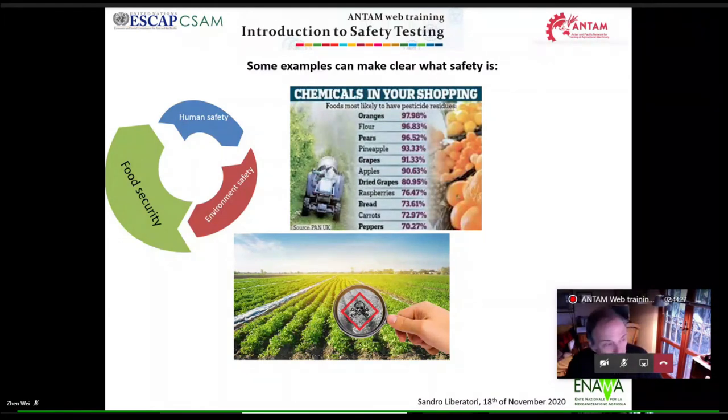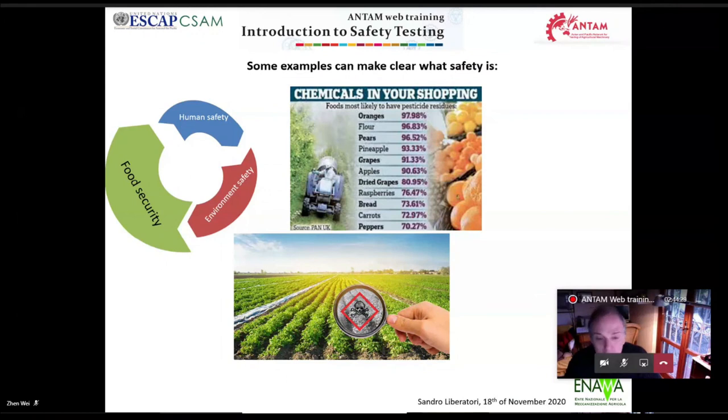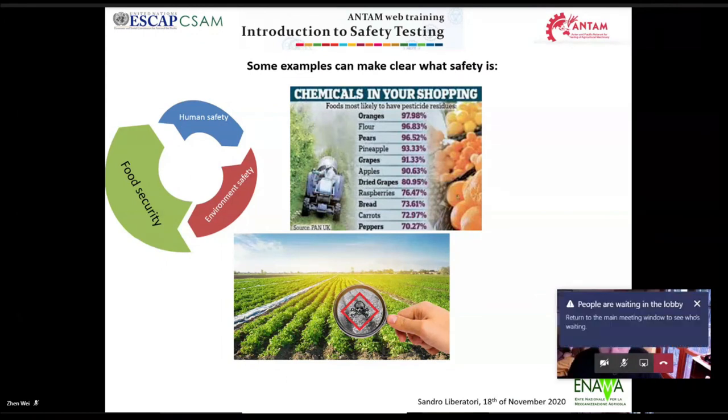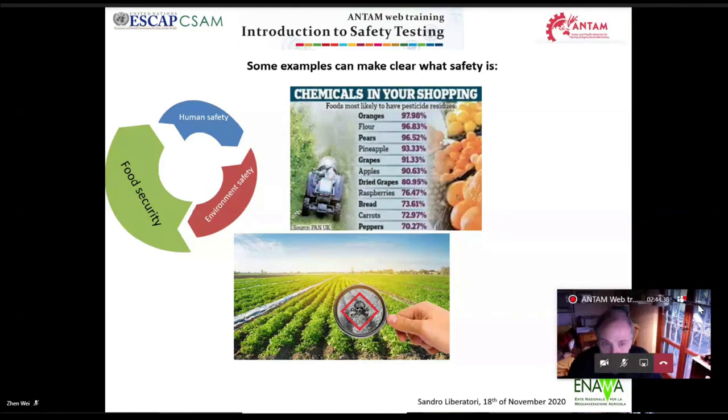And here we come again to the main issue, that is the agricultural machine. So the agricultural machine is really the central point of safety in agriculture. It's the connection between man, environment, and food security. Is it the central point of everything? Maybe we can go to the next slide, please.